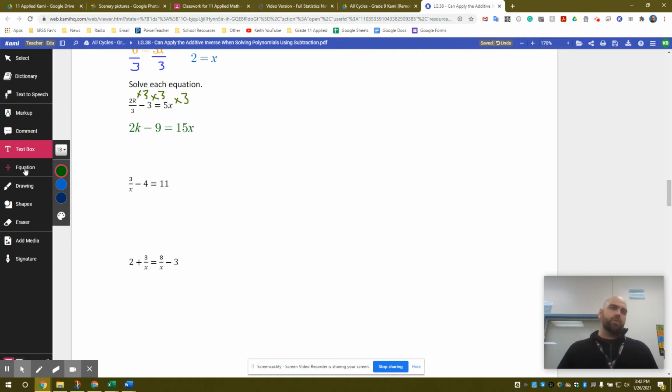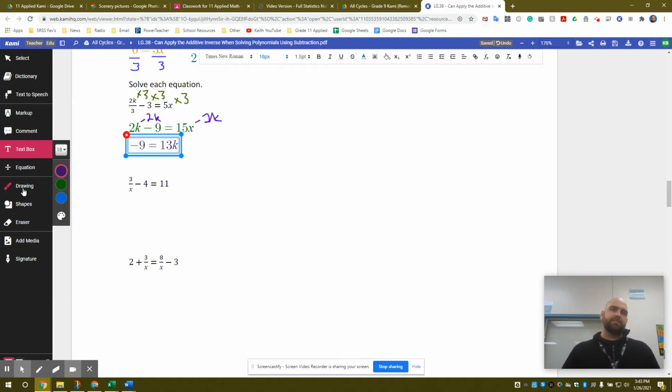Now, again, we go through that same process of moving all of our variables onto one side. So we're going to subtract 2k from this side, and we're going to subtract 2k from this side. And when we do that, this side's going to be just the constant, and the other side we're going to have 15 minus 2, which is 13k.